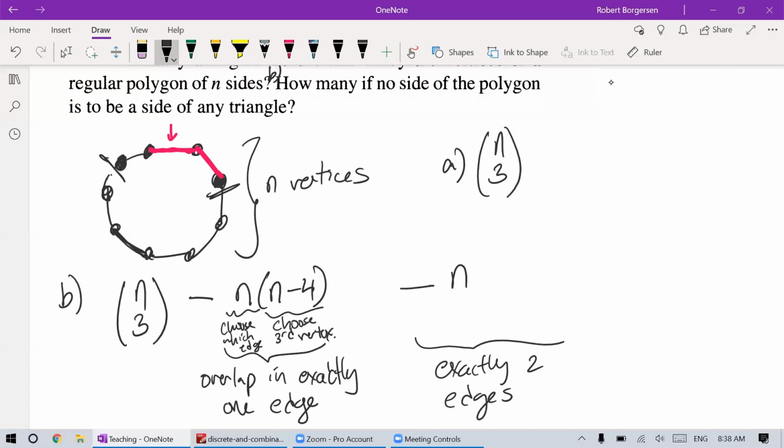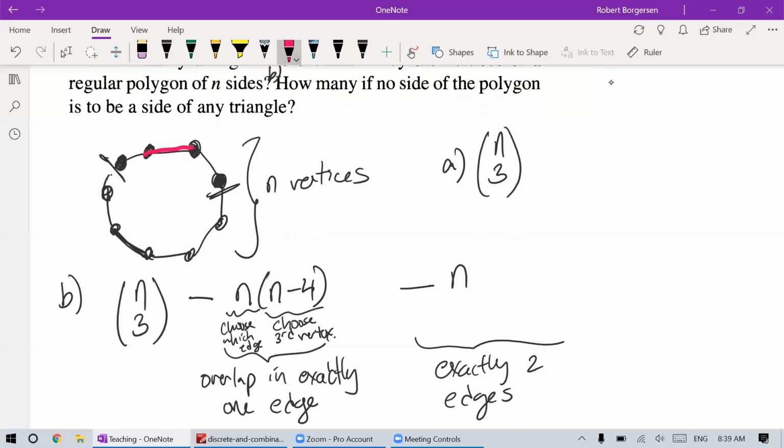And then, well, great question. Can we ever have where you've got a triangle, but the 2 edges that are overlapping it are this one and this one? And you realize very quickly, no, you can't do that because you're involving 4 vertices. How can a triangle involve 4 vertices, right? Okay. So there are n ways to choose the 2 edges.